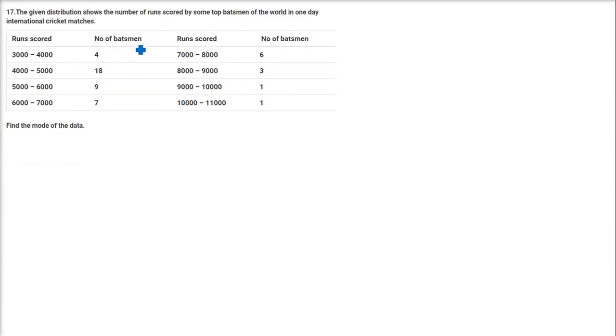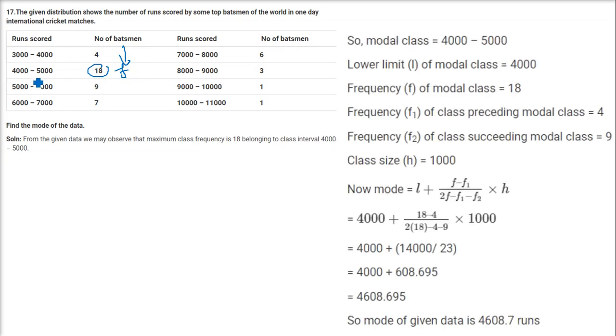This distribution shows the number of runs scored by some top batsmen of the world in one day international cricket. So we have to find the mode. For that, we just need to know which is the highest frequency. 18 is the highest frequency. So this will be our F, and this will be our L. 4000 will be our L, lower limit. And then we have F1 as this one, 4, F2 as this one, 9. Put here, you get 4608.695.